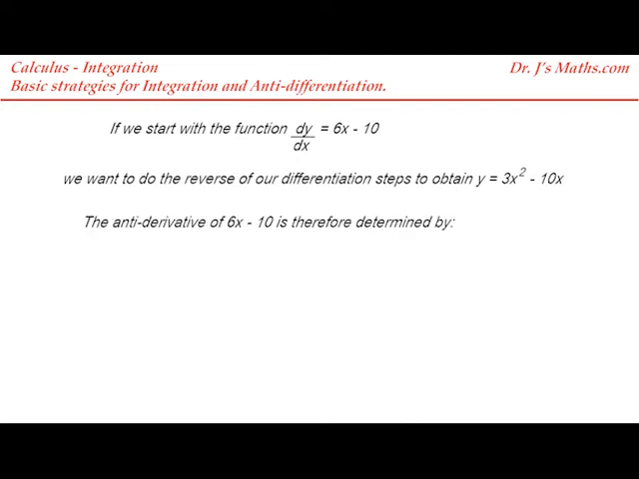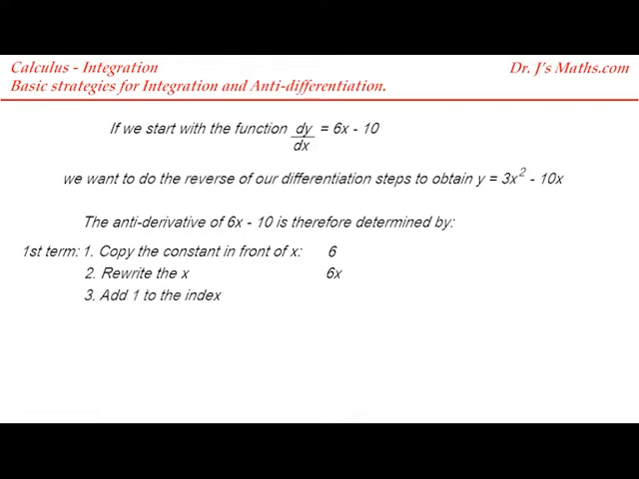The antiderivative of 6x minus 10 is therefore determined by, let's take the first term. First step, copy the constant in front of the x, which is 6. Rewrite the x, so 6x. Add 1 to the index, 6x to the 1 plus 1, which is 2, or 6x squared, and then divide by the new index, 6x squared over 2, which gives us the 3x squared.